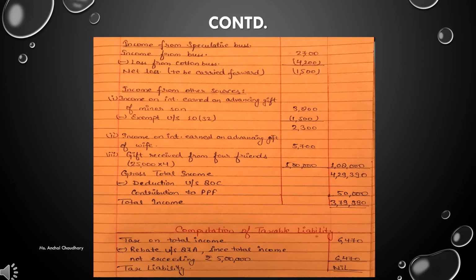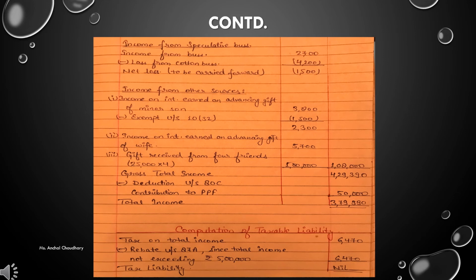After income from house property, next we have to calculate the income from a speculative business. It was mentioned 2,700, right? And there was a loss from cotton speculation business. It's a speculation loss only, that is 4,200. So here the net loss exceeds the gain by 1,500. We will carry forward this 1,500 to the next year to set it off, because there is no long term capital gain given in the question, so we can't adjust it in any other head of income.